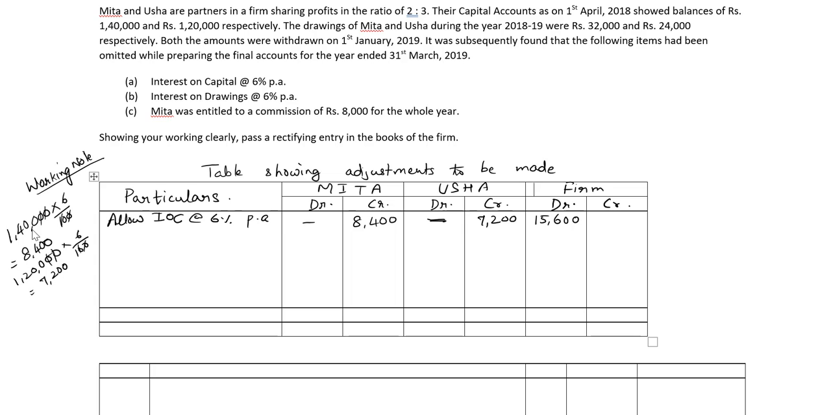Next, we need to charge interest on drawings at 6% per annum. So charge IOD at 6% per annum. Calculation of IOD for Meeta, the amount withdrawn 32,000 into the rate of IOD is 6% into the number of months from 1st January when it was withdrawn by both of them till the 31st of March 2019, 3 months. 3 divided by 12.